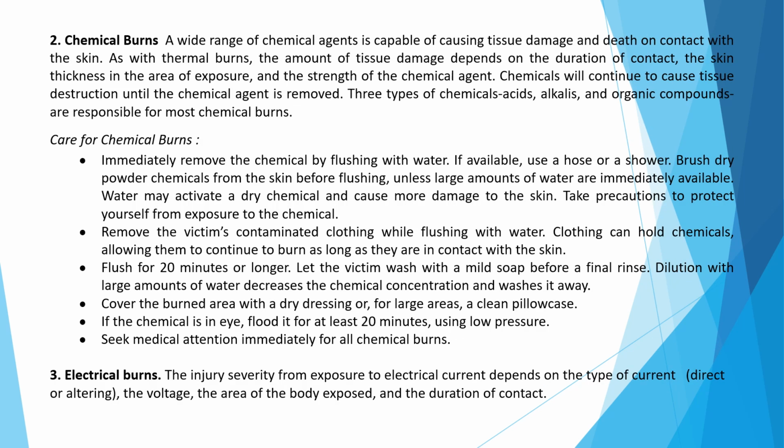Then chemical burns. A wide range of chemical agents is capable of causing tissue damage and death on contact with the skin. As with thermal burns, the amount of tissue damage depends on the duration of the contact, the skin thickness in the area of exposure, and the strength of the chemical agent. Chemicals will continue to cause tissue destruction until the chemical agent is removed. The three types, chemical acids, alkalines, and organic compounds, are responsible for most chemical burns.